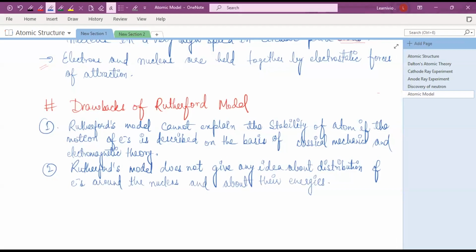He didn't give any idea about the distribution of electrons, right, and about the energy of electrons in different levels. Written? Yes, ma'am.